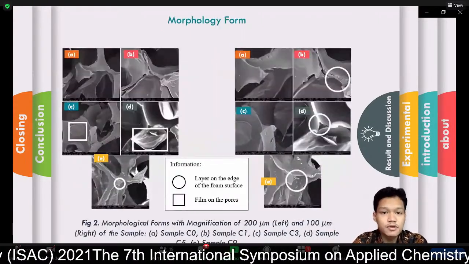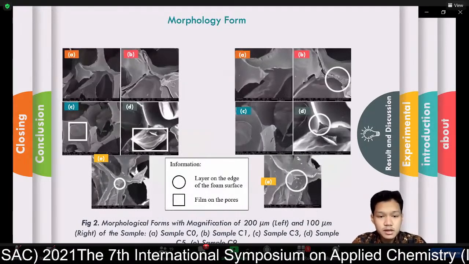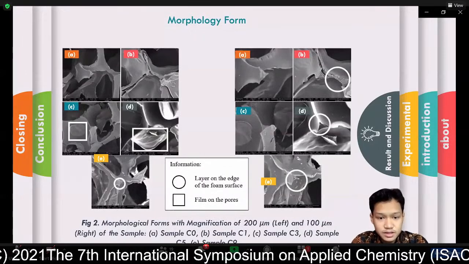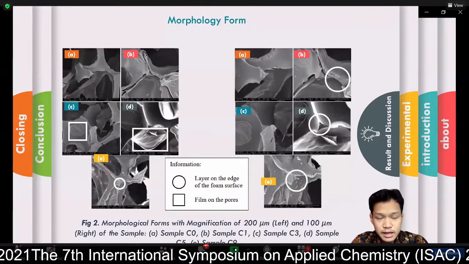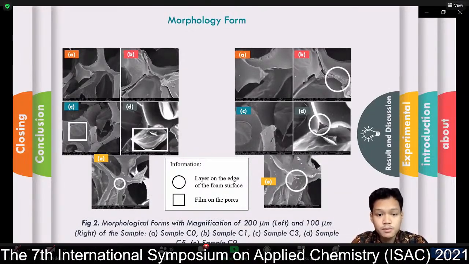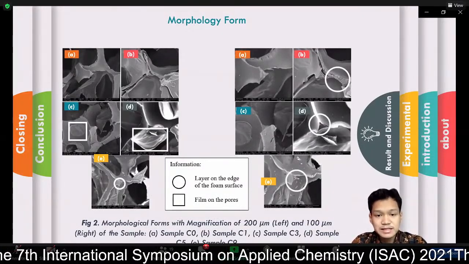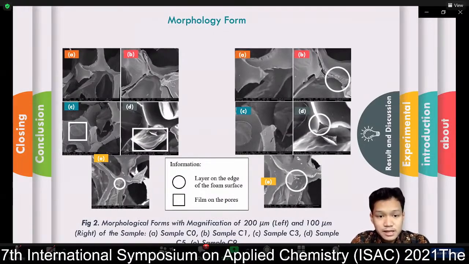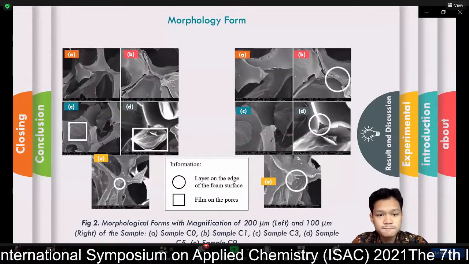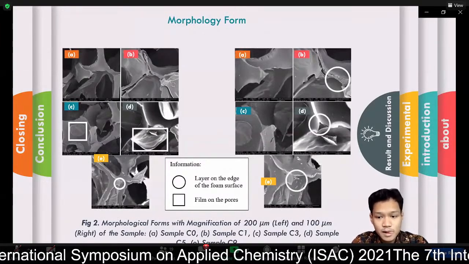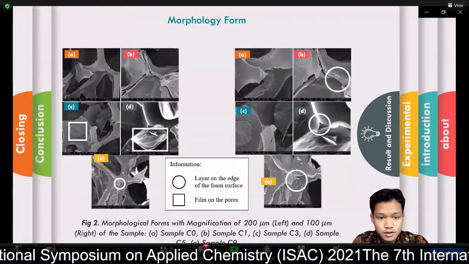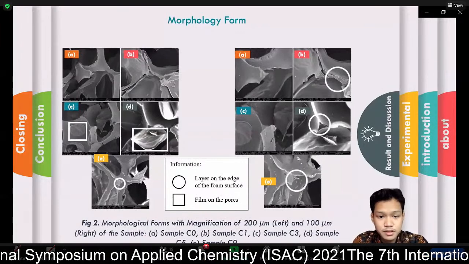Next, we can see the morphology form. The circle one, the sticker icon, is for information about the layer on the edge of the foam surface, and the square icon is information about the film on the pores. You can see that some layer is covering the pores of the foam, which is a good result for each sample.